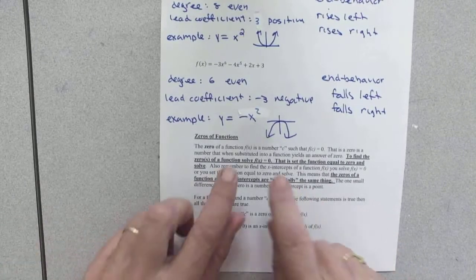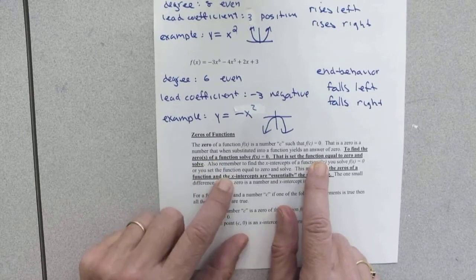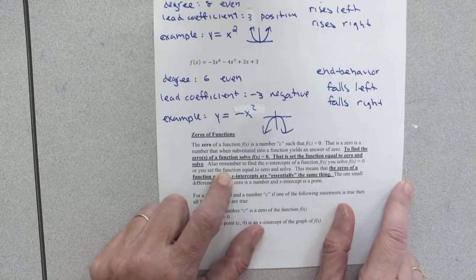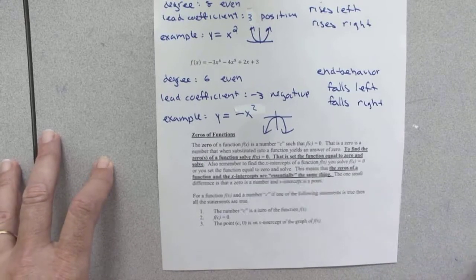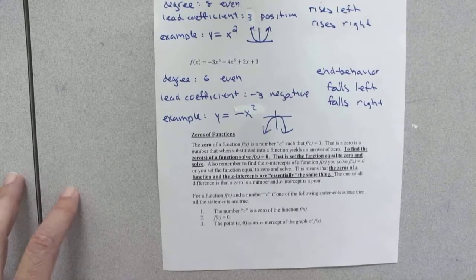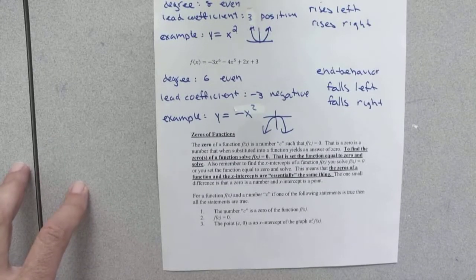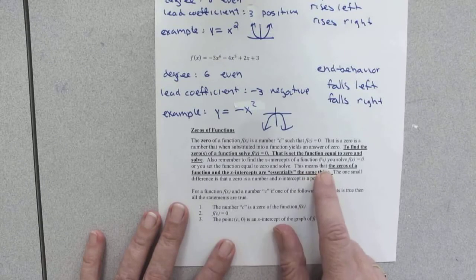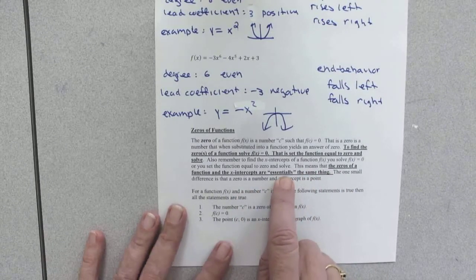So up here we have to find a 0, set the function equal to 0 and solve. And then later on we say x-intercepts, set the function equal to 0 and solve. So I'm doing the same thing. For a 0, I set the function equal to 0 and solve. For x-intercepts, I set the function equal to 0 and solve. I'm doing the same thing, so they must be the same thing. And that's what we have here. This means that the zeros of a function and the x-intercepts are essentially the same thing.